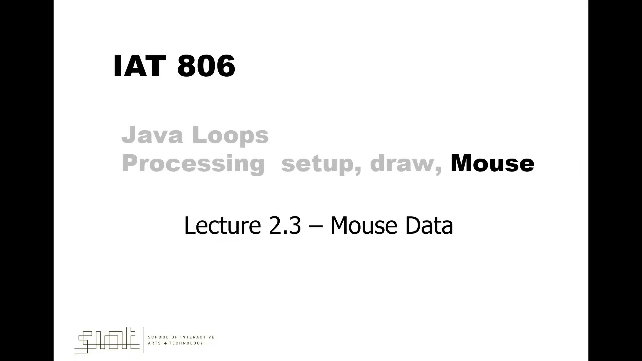In this segment of Lecture 2, we will talk about getting and using mouse data using a couple of techniques. First, by accessing mouse variables, and second, by using mouse callback methods. So let's get started.